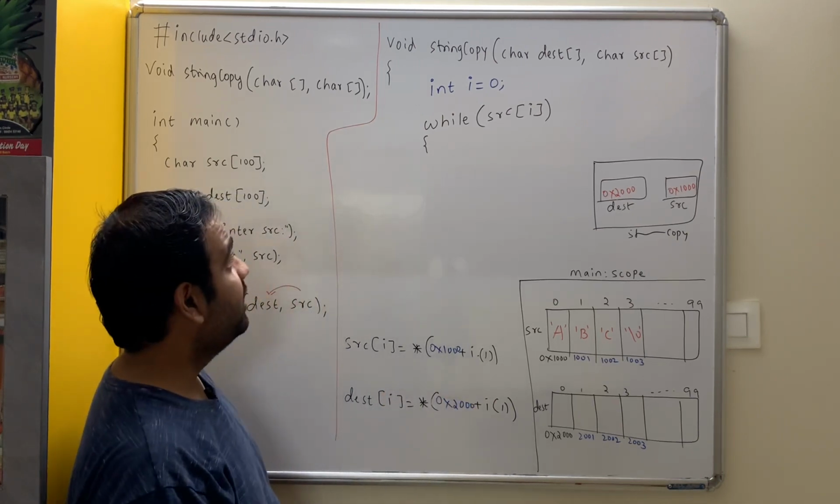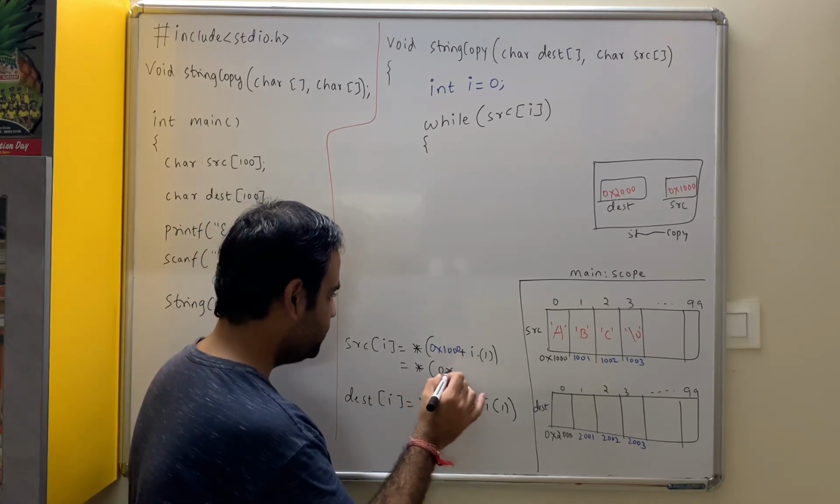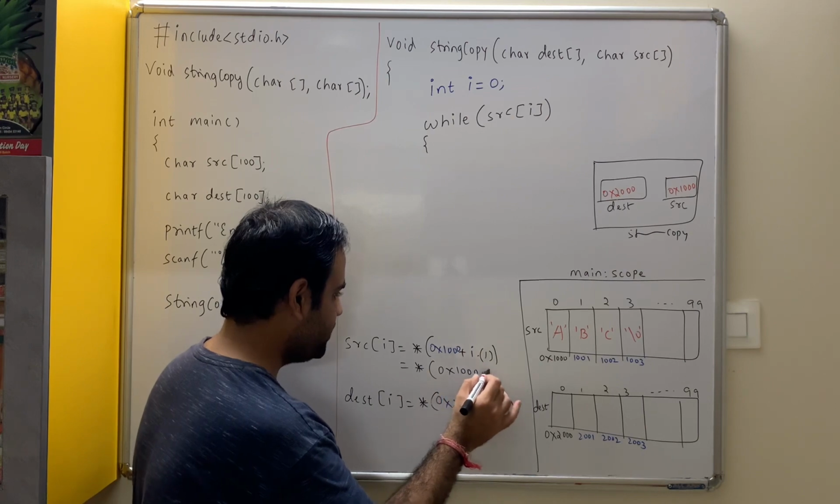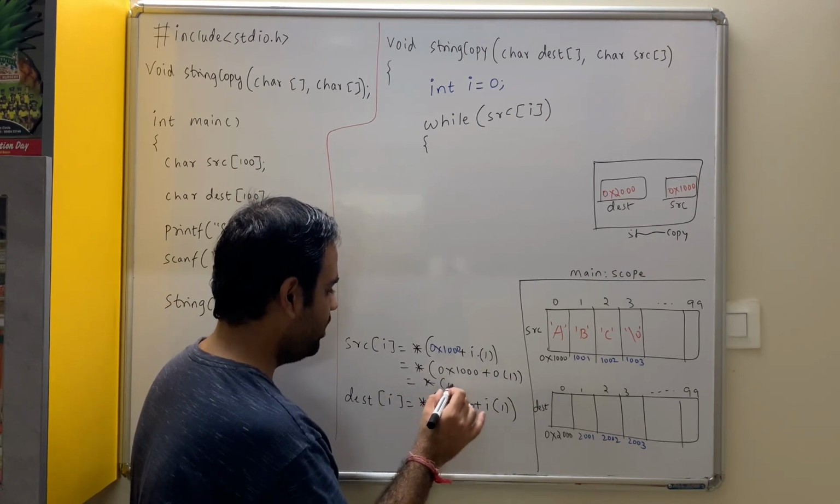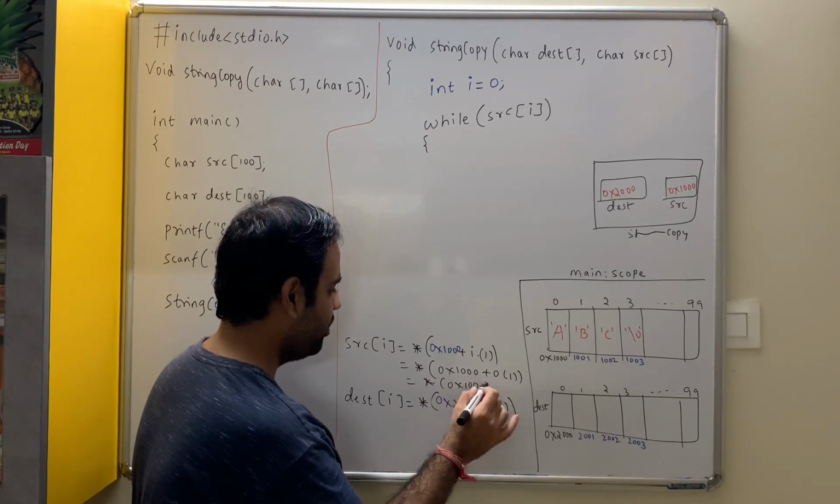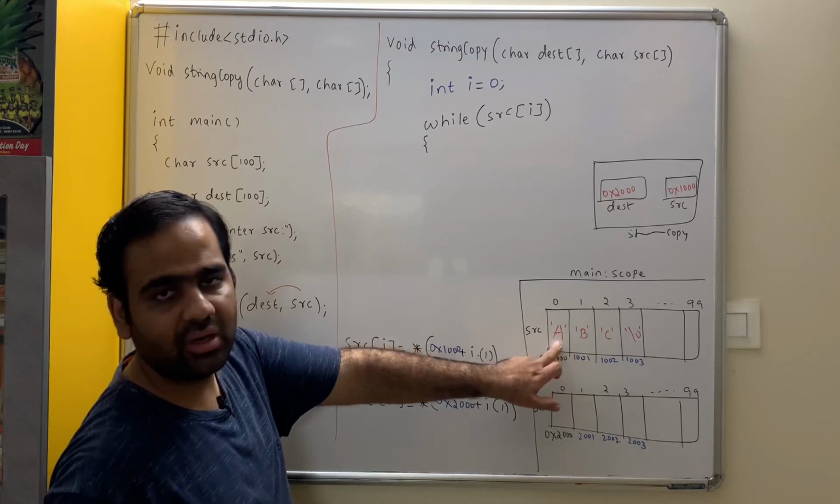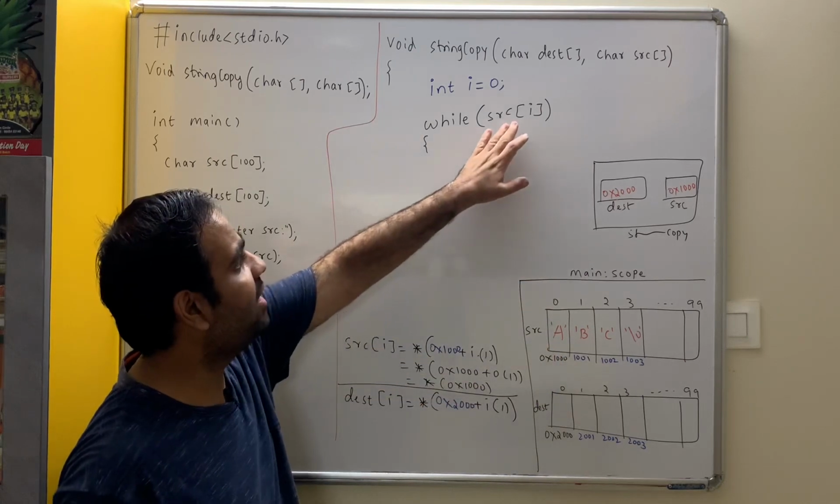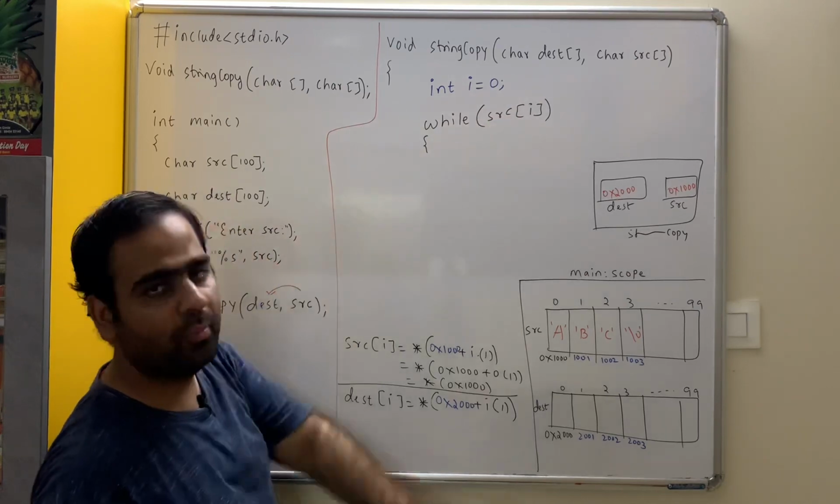Fair enough. Now the value of I is 0. It means star(1000 plus 0 into 1). And what is that? It is star 1000. And what does star 1000 say? It says go to address 1000 and fetch the value. What is the value at address 1000? Character A. ASCII value is 65, not null, true. Execute the body of loop.